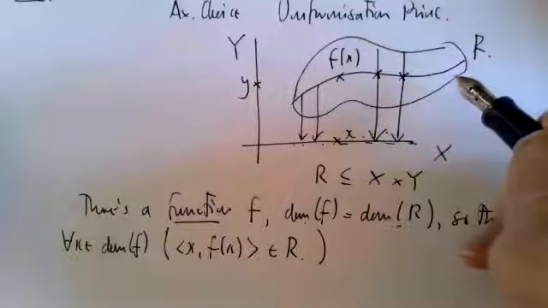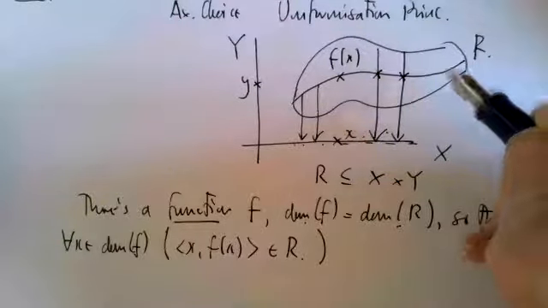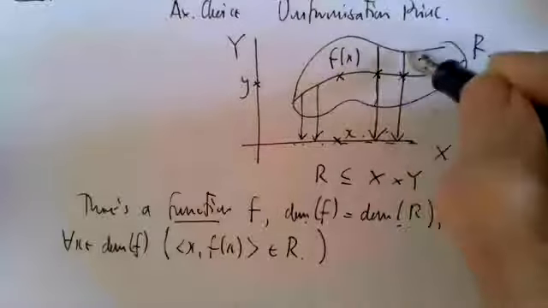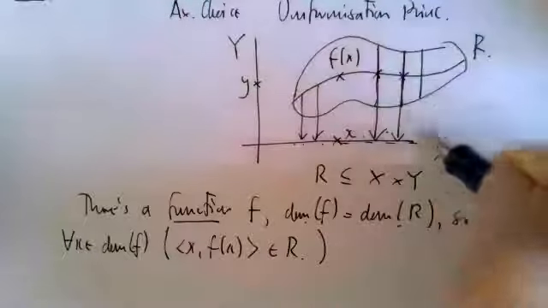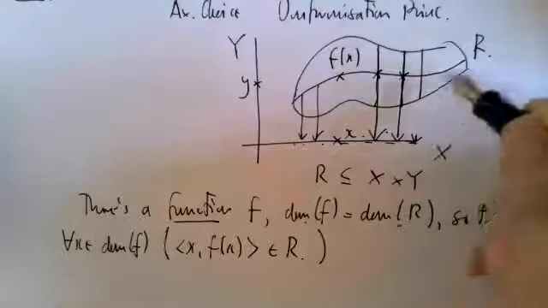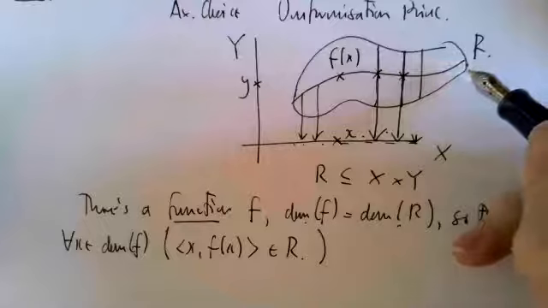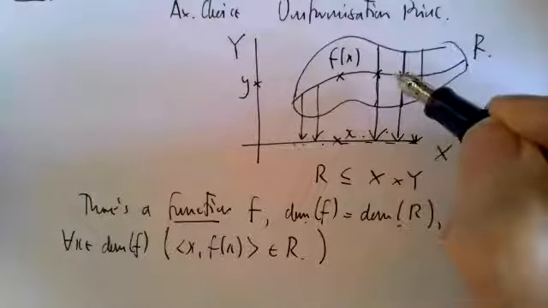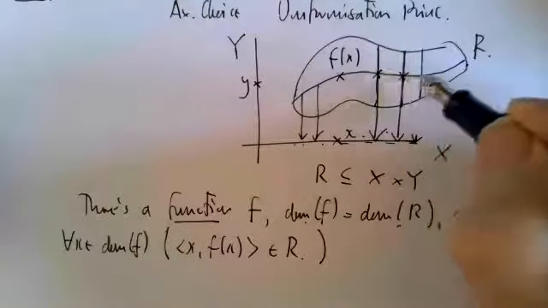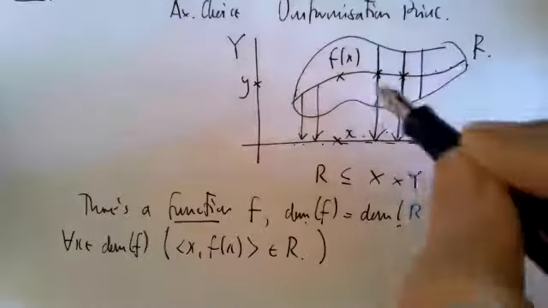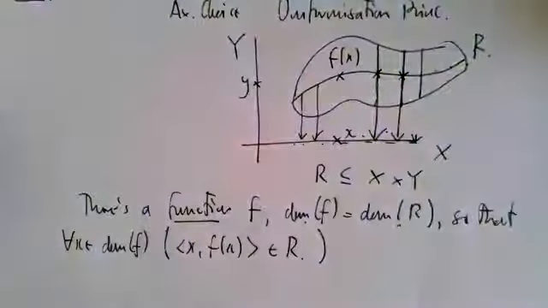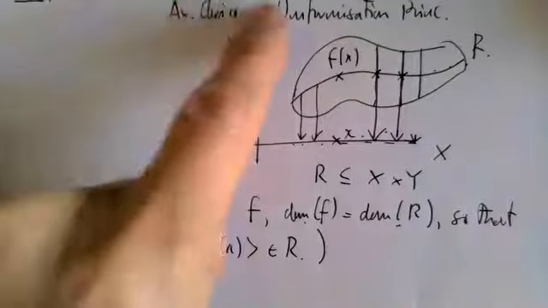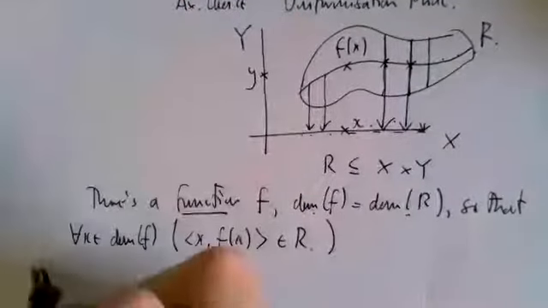So that's the key to the choice part. I just look at each of the fibers above each x, which are in the region, and the choice function from the axiom of choice will pick out an element for me, and that'll be my function. So that's the idea of the left to the right direction here.